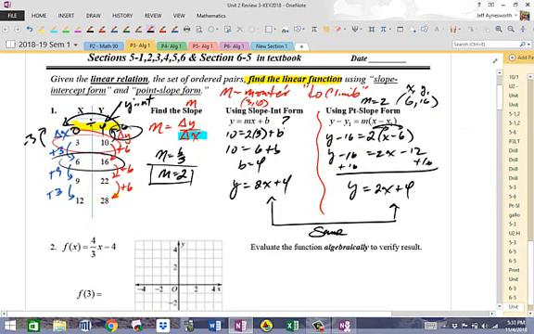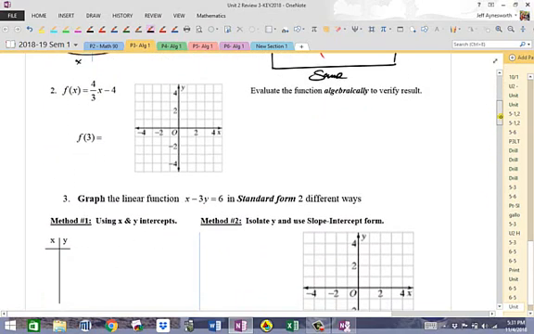Let's take this point right here. So x is 12, so 2 times 12 is 24, plus 4 more gives you 28. It works. If you check (9, 22), that works too. 9 times 2 is 18, plus 4 more, that's 22. So what you do is you check another ordered pair to make sure it works. Make sure your arithmetic is good.